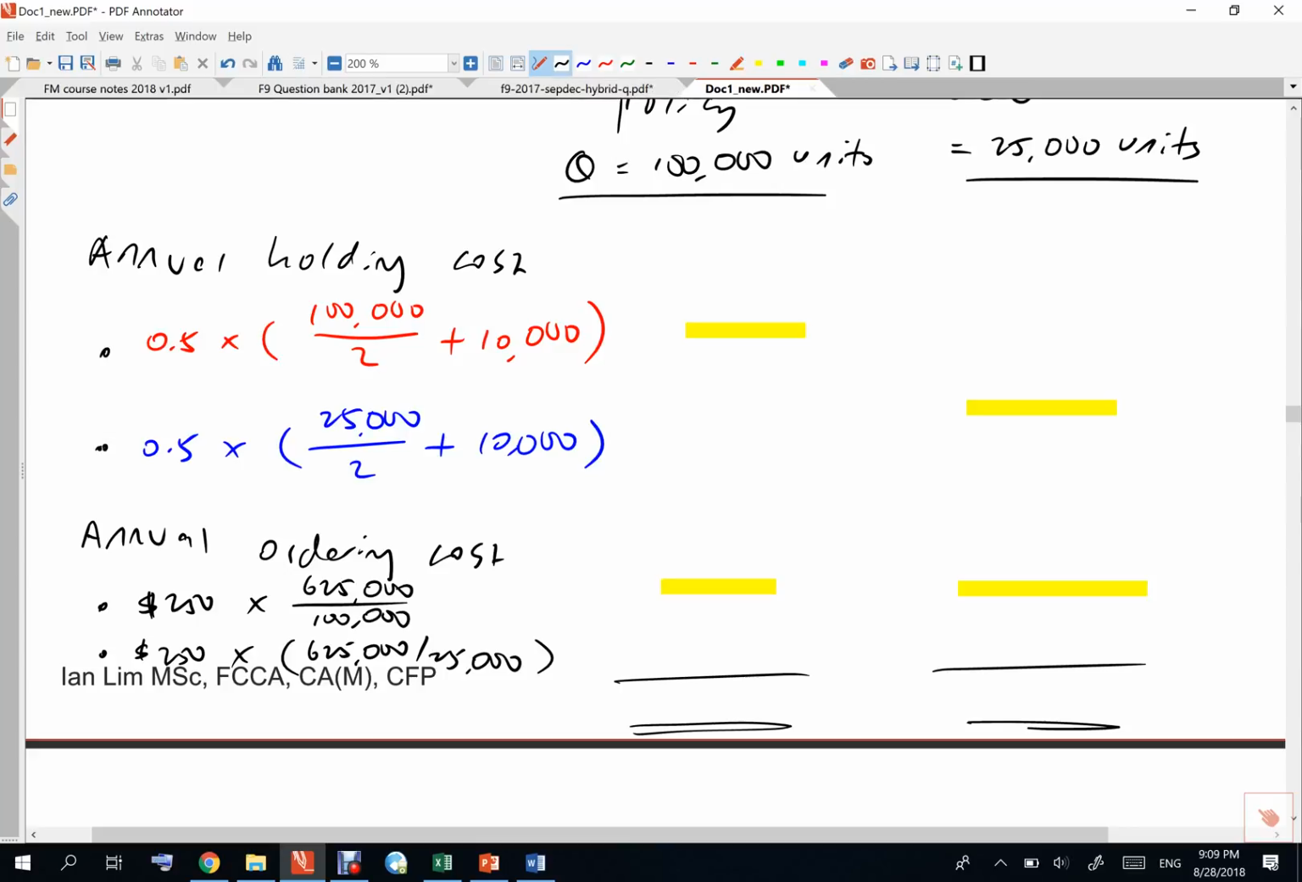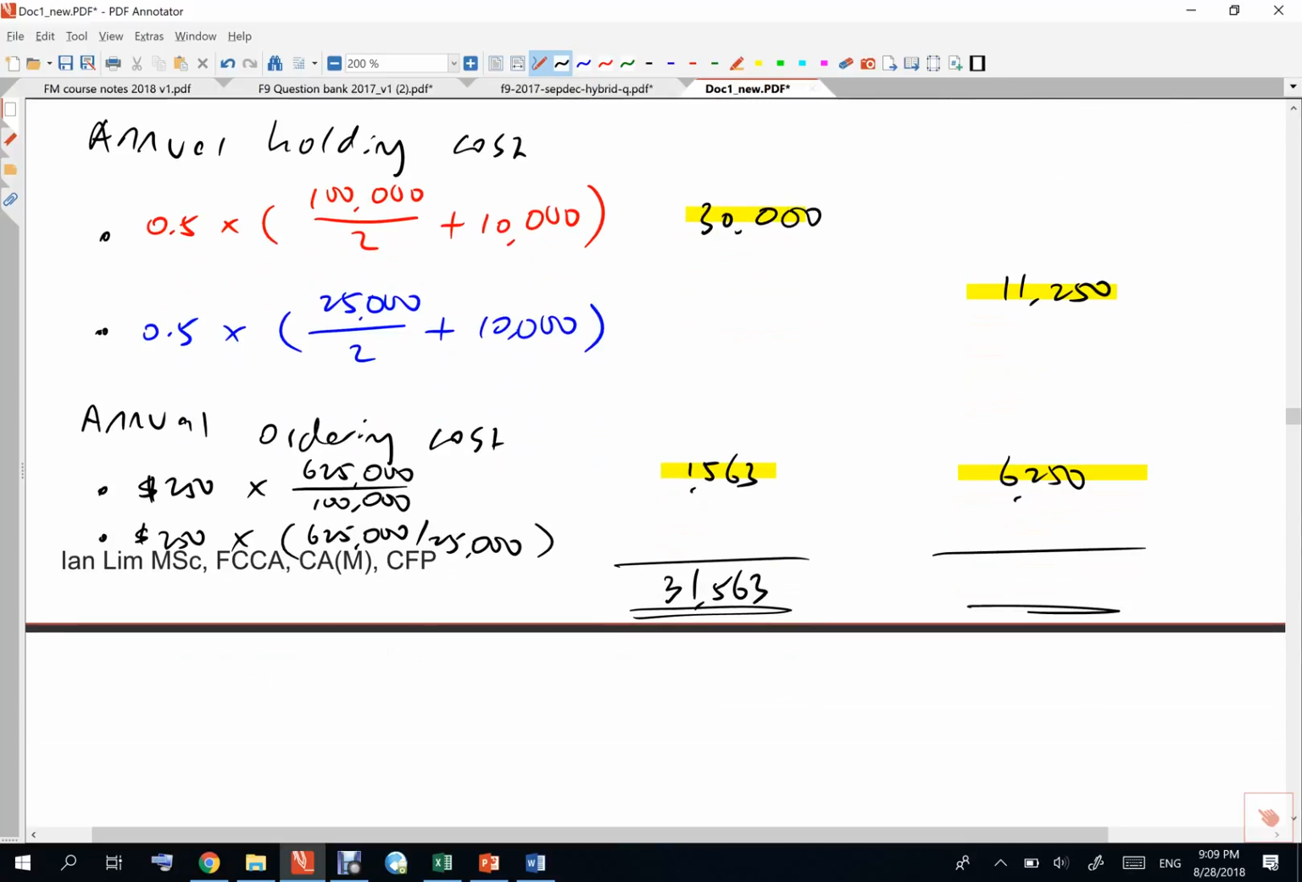0.5 multiply equal to 30,000, and then 11,250, 1563, 6250. $31,563, and then $17,500.